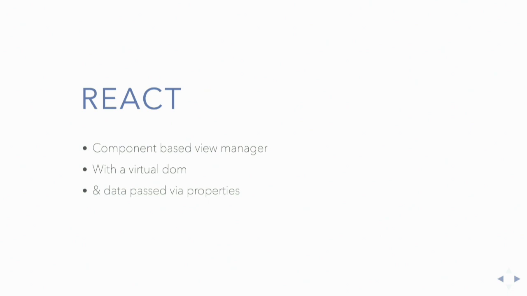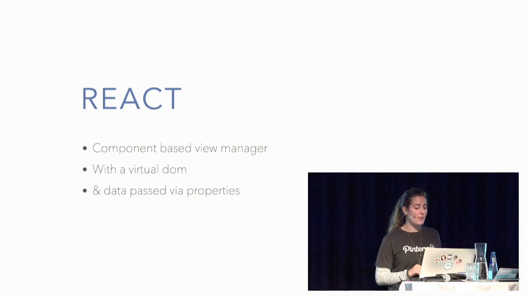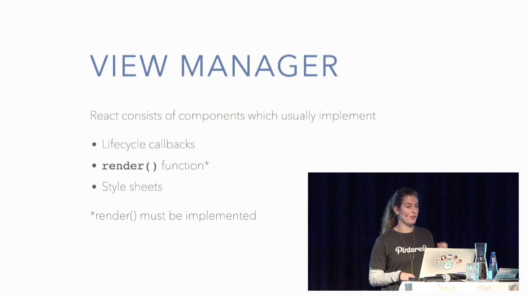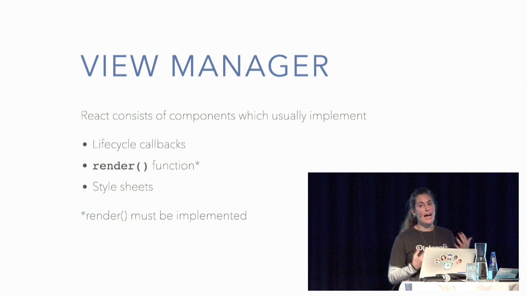So, core components of what React is. It is a view manager based on components. It uses a virtual DOM, and it passes its data with immutable properties. And I'm going to go over those in a little bit more depth here. So, as a view manager, it gives you all the things that you would expect. You have to implement a render function because, of course, this is a view. We need it to show up. But also, you get your lifecycle callbacks, like componentWillReceiveProps and componentDidMount and all of that. And as it's a view, you probably also add some styles in there.